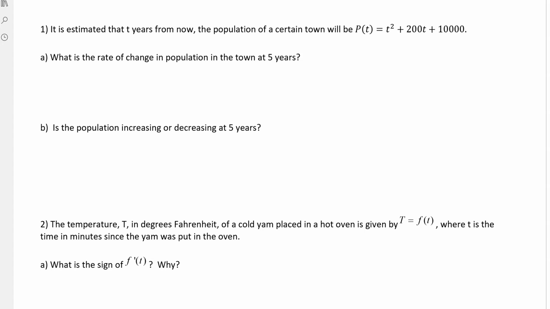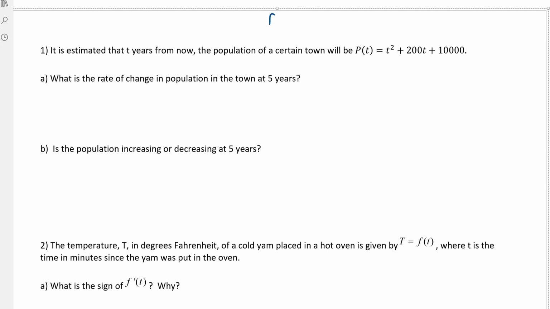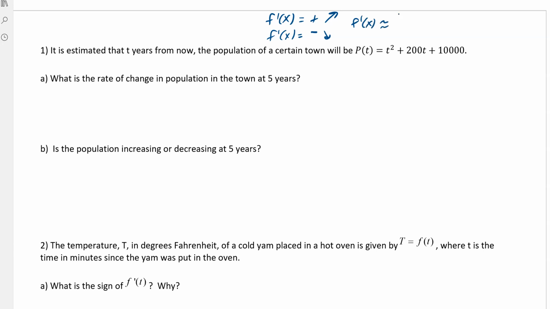All right, so now some applications of our derivatives. If you remember, for our derivatives, f prime of x positive means we're increasing, and f prime of x equals a negative means we're decreasing. The derivative is basically the slope we're looking for, change in y over change in x. It's an approximation to our slope. It's the limit of our difference quotient, so it's a limit of our slope.